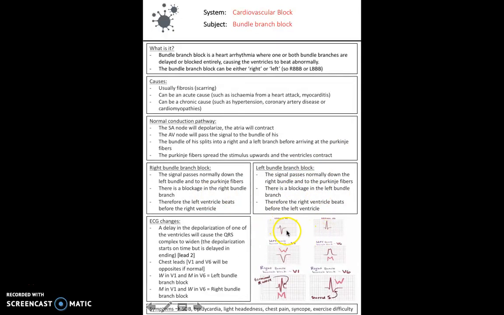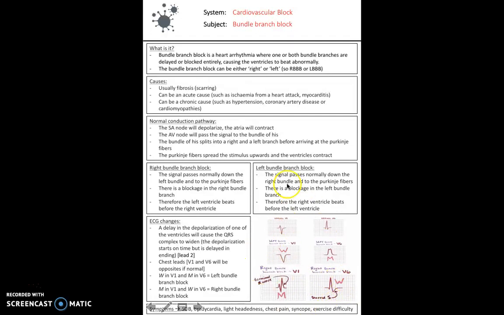So this is a normal V1 and V6. So remember, V1 and V6 on the ECG should be opposite because we're looking at the heart from different planes. In a left bundle branch block on V1 you'll see a W shape, and in V6 you'll see an M shape, so inversion, W and M. In a right bundle branch block you'll see the opposite, so on V1 you'll see an M shaped QRS, and then on V6 you will see a W shape.